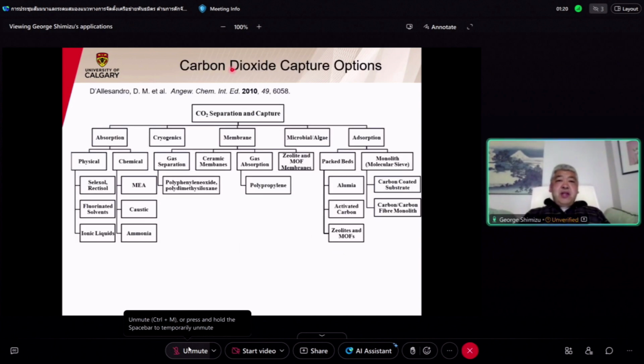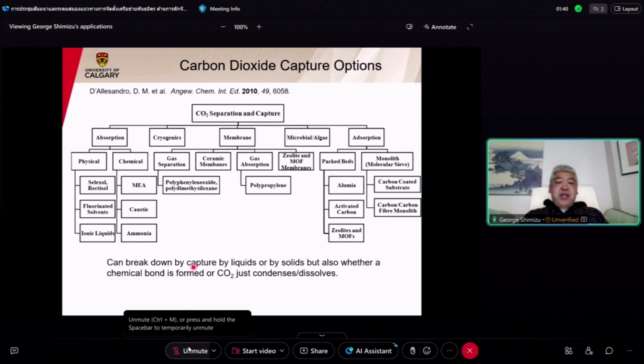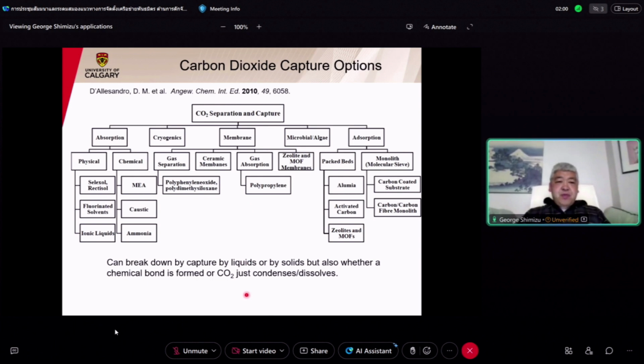When we think of carbon dioxide capture, there's actually many different things this can be. This is a review from now 14 years ago, and this list has only gotten bigger, but I would say broadly carbon capture, you can break it down in one sense, is it by a liquid or a solid? And also whether it's a chemical bond or just a physical bond. So physisorption, chemisorption, liquid, solid. Between those four terms, we would encompass really everything here.